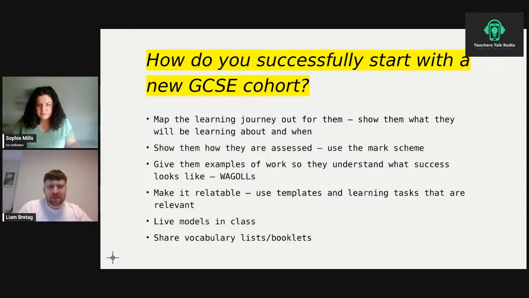Something that I've done this year with my team is that we've worked really hard on mapping out the learning journey for them. All of our lessons are on the same PowerPoint template, so we can see it's an MFL lesson when anybody walks in. After the title slide and the retrieval practice, the next thing we look at is the learning journey. It shows what they've done last half term, what they're doing this half term, and what they're going to be doing next half term.